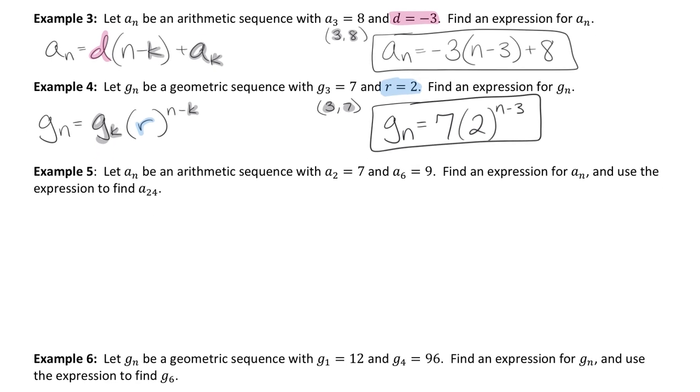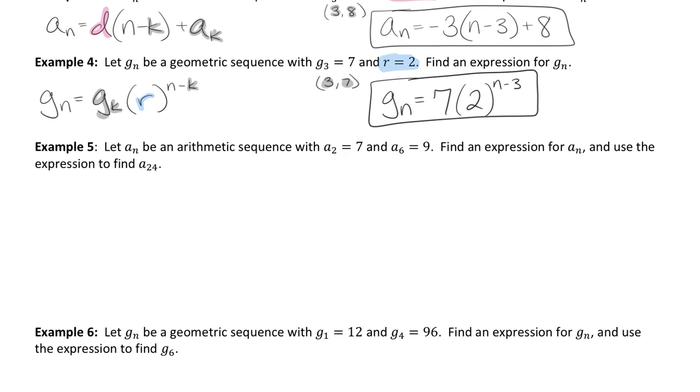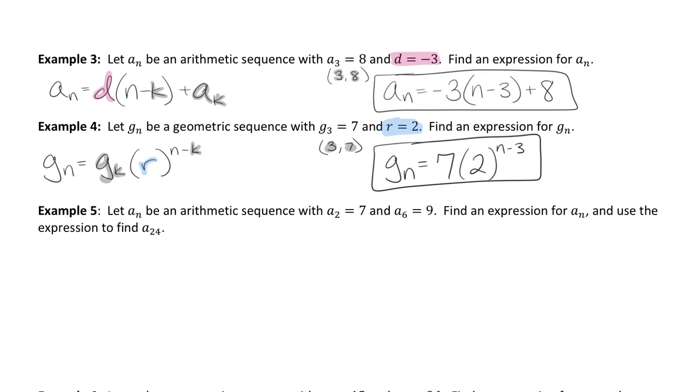Example 5 said, let a sub n be an arithmetic sequence with a sub 2 equal to 7 and a sub 6 equal to 9. Find an expression for a sub n and use the expression to find a sub 24. Okay. We said earlier that the things we needed to write an arithmetic sequence are the common difference and at least one coordinate point. Are we given the common difference? No. Oh no. We're going to have to find the common difference.